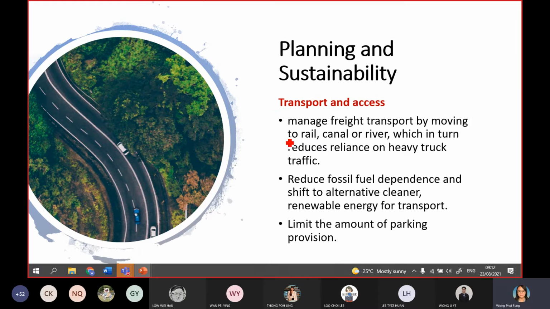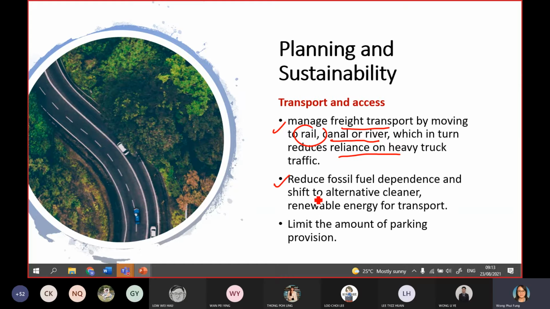Okay. And another thing to think about is to manage freight transport by moving to rail, canal, or river, which will in turn reduce reliance on heavy truck traffic. This means that very commonly, when we want to transport our materials, the first thing is on the road by lorry, by van, and so on. So it actually increases vehicle usage on the road. Alternatively, we can think about whether we can use the railway. Can we use a canal or river? That is something that can be considered.